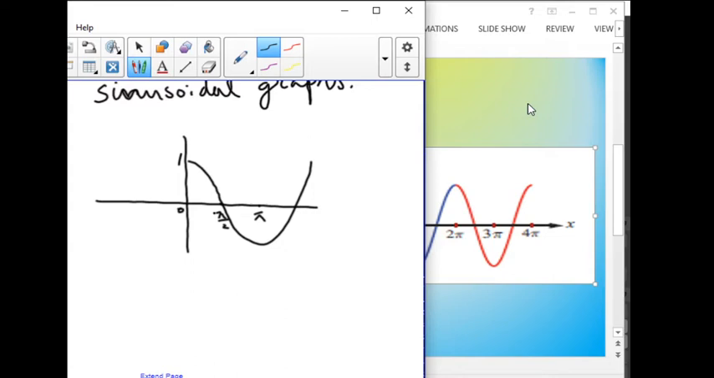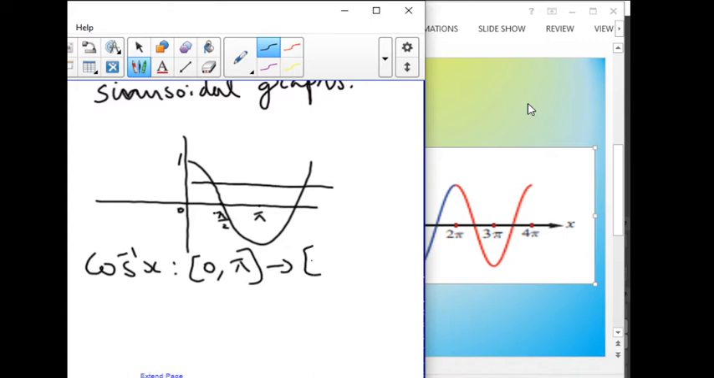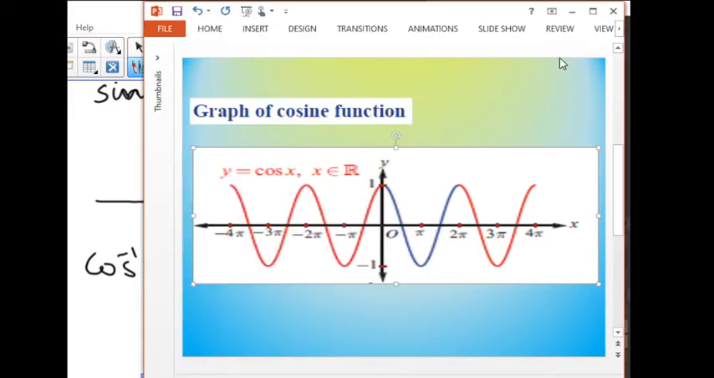If you see here, when you draw a horizontal line, it touches the curve at more than 1 point. Therefore it is not 1 to 1, and so we have to restrict the domain. The domain of cos inverse of x is 0 comma pi, and the range is minus 1 comma 1. In this range, the cosine graph is 1 to 1 and onto.